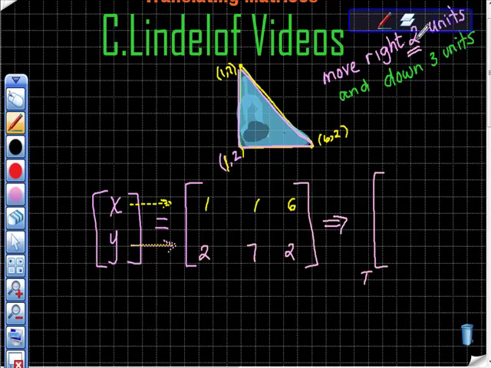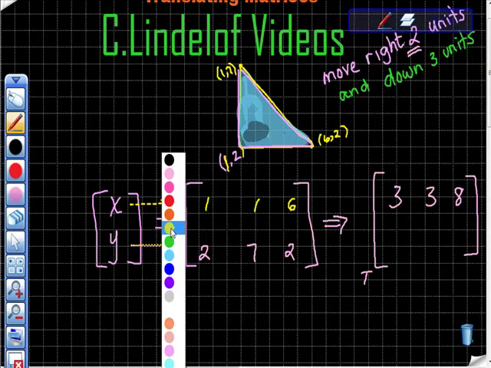this 1 plus 2 gets it to the right. So 1 plus 2 is 3. This 1 plus 2, 2 moves it to the right, and the x value is also 3. And this 6 moved 2 to the right would be 8, wouldn't it? So 3, 3, 8.